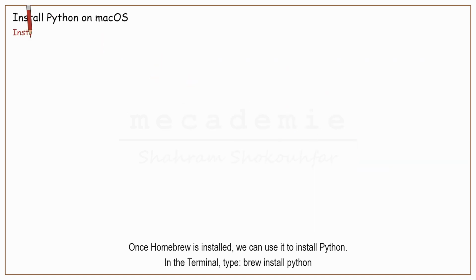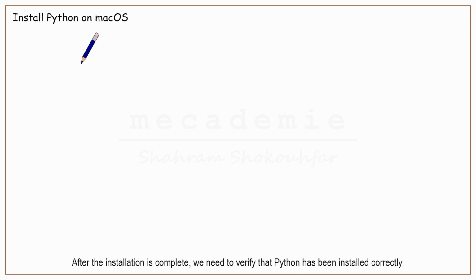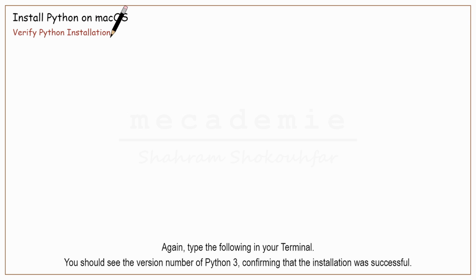Once Homebrew is installed, we can use it to install Python. In the terminal, type brew install python. Homebrew will download and install the latest version of Python 3. This process might take a few minutes. After the installation is complete, we need to verify that Python has been installed correctly. Again, type the following in your terminal. You should see the version number of Python 3, confirming that the installation was successful.